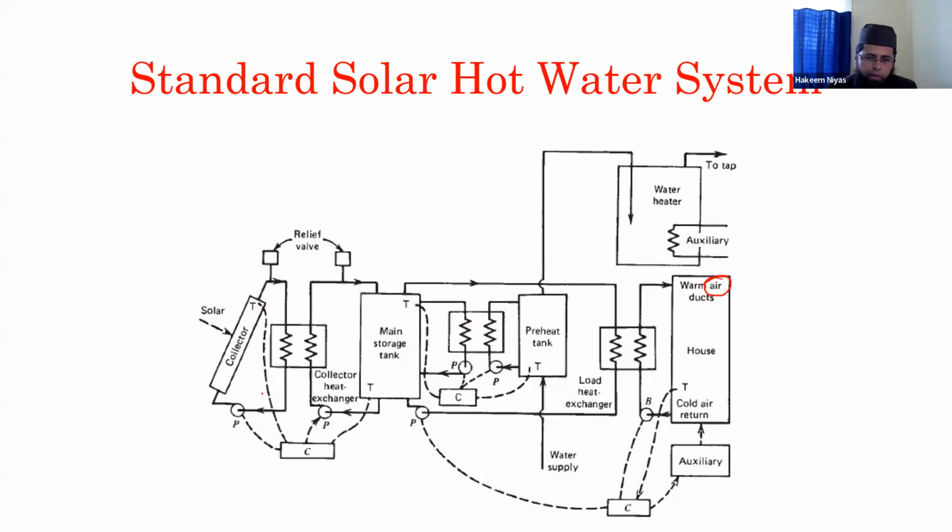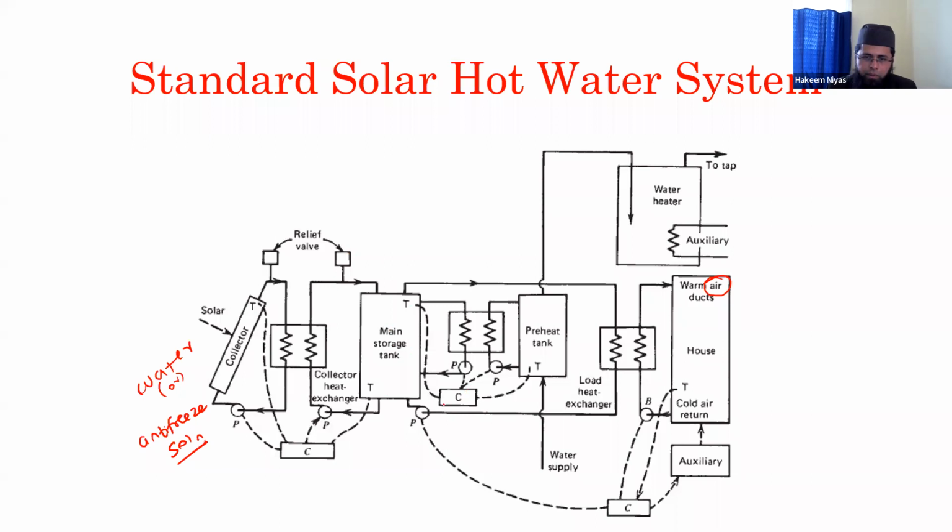So first what we are having is a water or an antifreeze solution. In the collector circuit, this is the circuit where we have water or antifreeze solution, that temperature will rise. And we have a heat exchanger named the collector heat exchanger that will take the heat from the collector and store it in the tank.